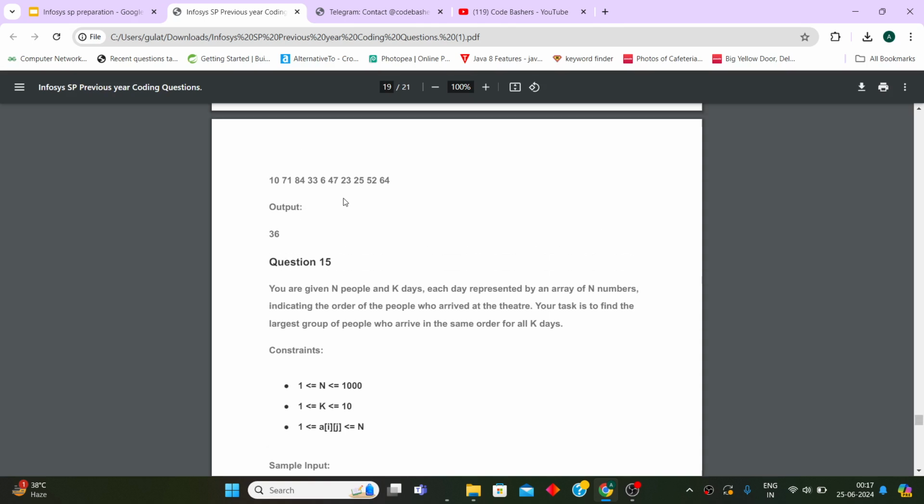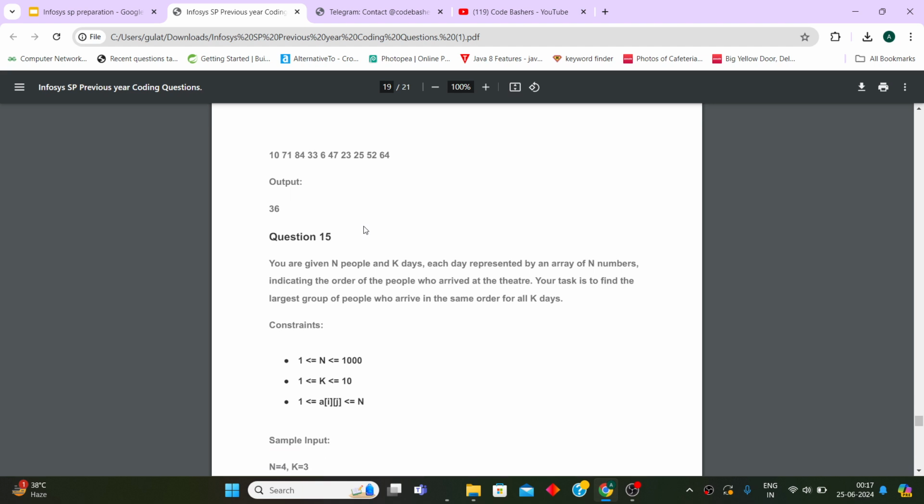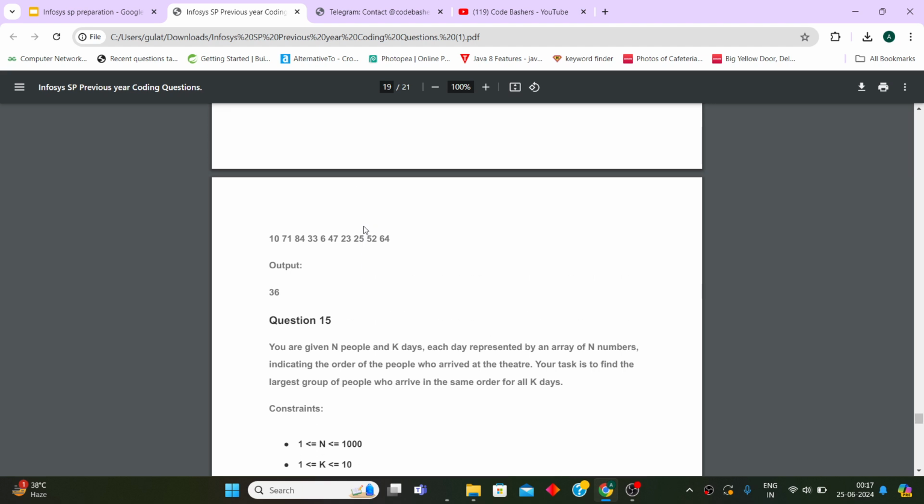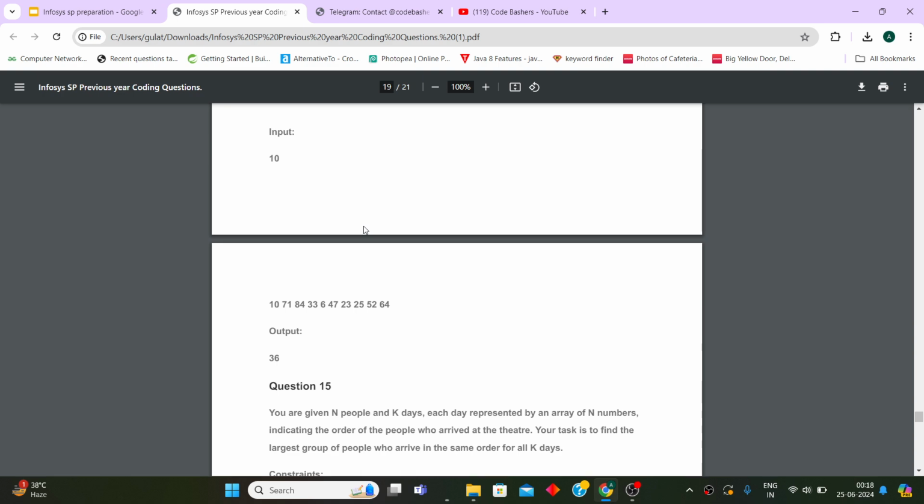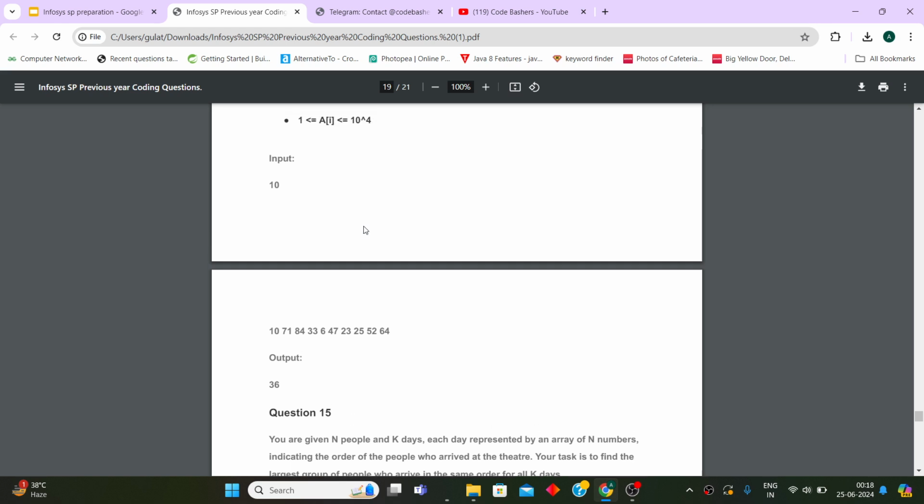This PDF contains only the questions, not the answers, because the main motive was to provide the questions. Answers you can always find for yourself with ChatGPT. You can just copy paste the question there and ChatGPT will give you the answer. The main motive of this PDF was to curate all the previously asked questions in this Infosys hiring, which will give you a fair amount of idea.